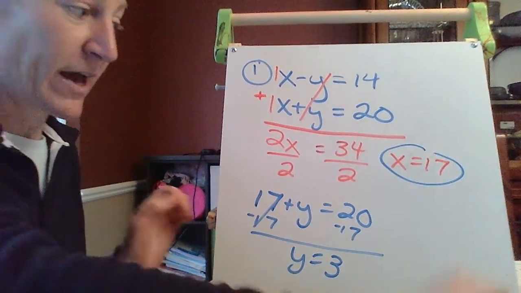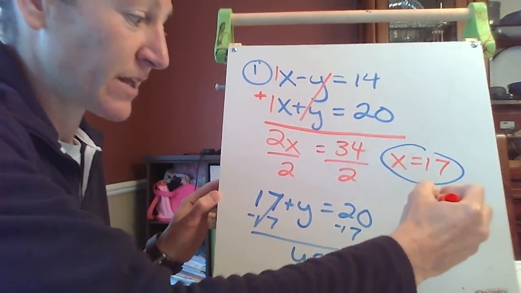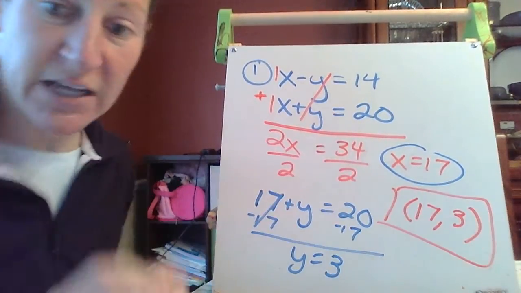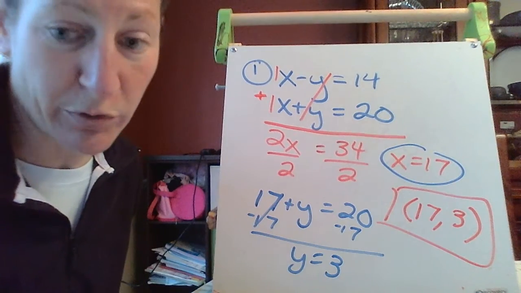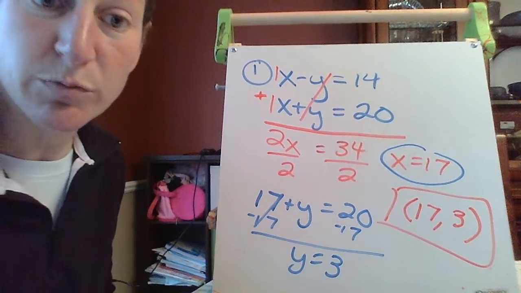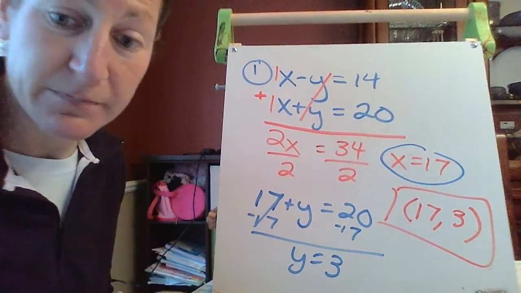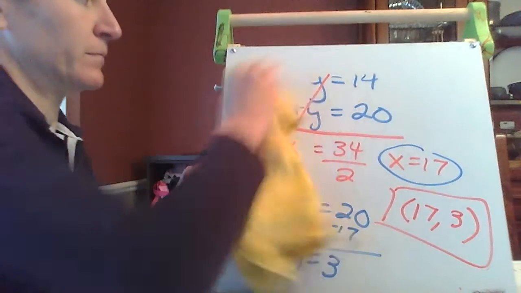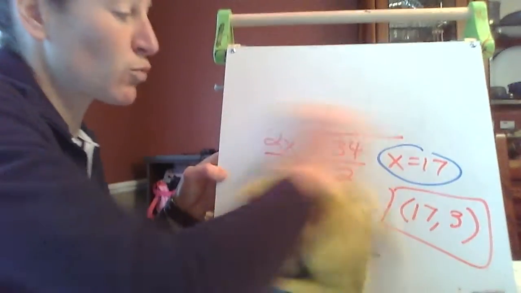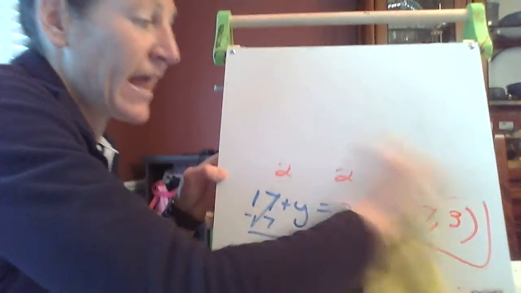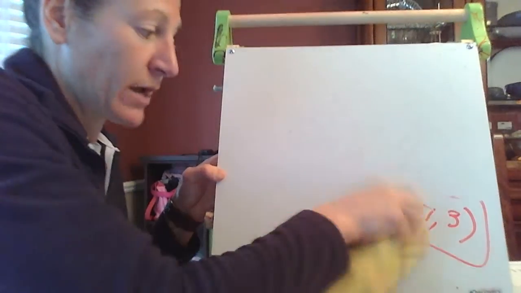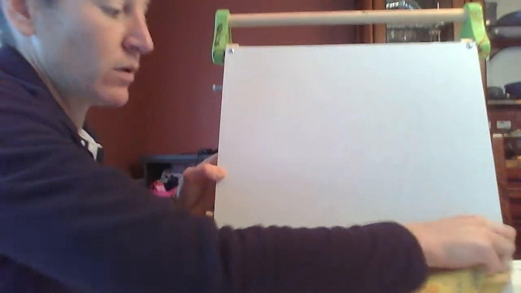All right, so now we have our solution, 17 for x, 3 for y. It is an ordered pair just like we got with substitution or with graphing. Okay, so it's a one solution problem. All right, so that's our first example. Let's try another one. Again, we're trying to get rid of a variable by adding vertically, eliminating it vertically. Okay, so here we go.